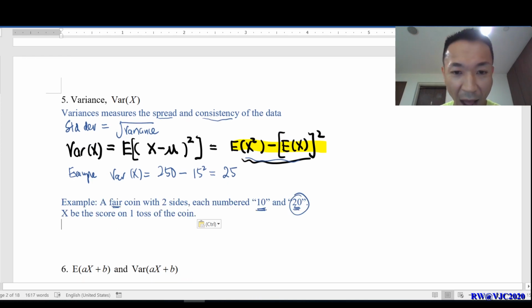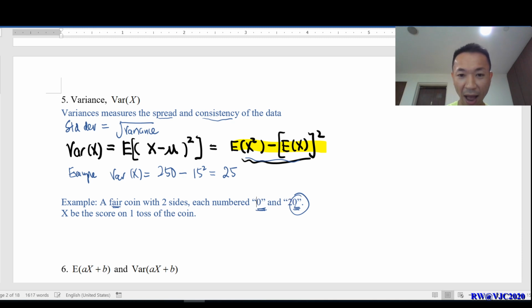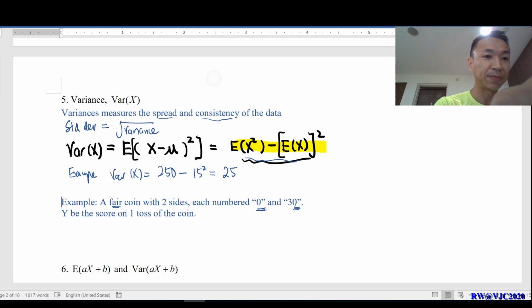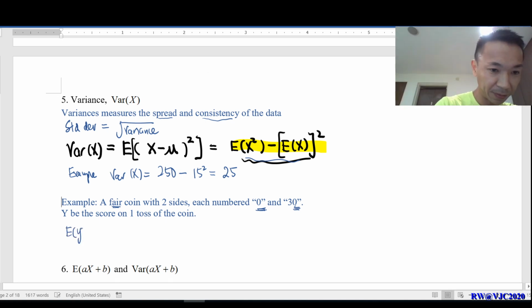Okay. Now instead of 10 and 20, one side is 0, one side is 30. And let y be the score of this die. Now, let's see. Do we think that the mean will be the same? Or sorry, the expected value of y will be the same? Yes, I think it's not difficult. Use the formula that you see above. If you want, pause the video, go back and see the formula. The formula says that this is 0 times half plus 30 times half.